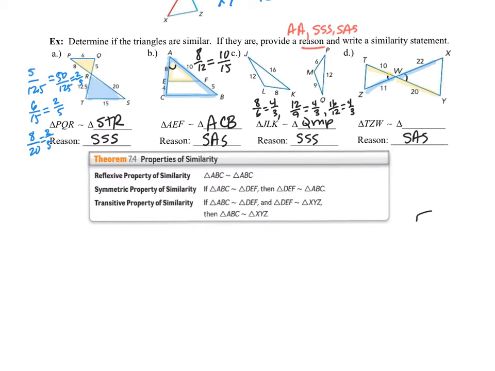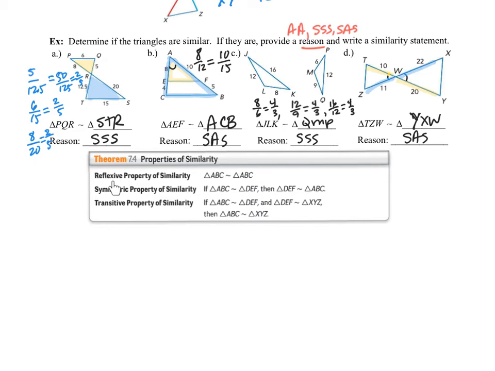And then we can finish our similarity statement. Triangle TZW, so that's a side that isn't highlighted to the blue, then we would call this one YXW, not highlighted side to the blue side. So YXW. All right, so you'll see some problems like that in your homework. But I want to finish this page off with just some properties of similarity.